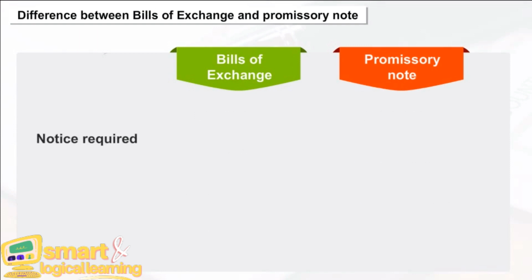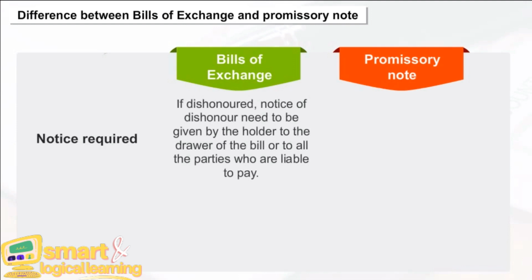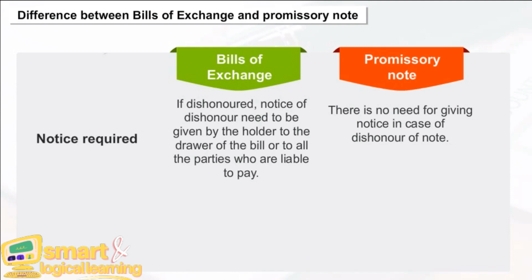6. Notice required. If a bill of exchange is dishonored, notice of dishonor needs to be given by the holder to the drawer of the bill or to all the parties who are liable to pay. In the case of a promissory note, there is no need for giving notice in case of dishonor of the note.